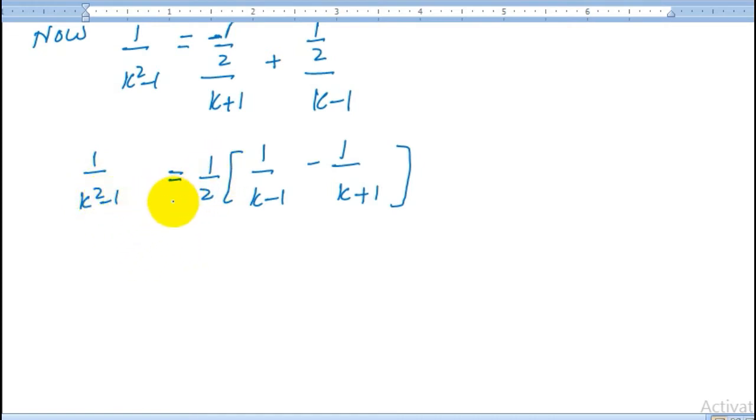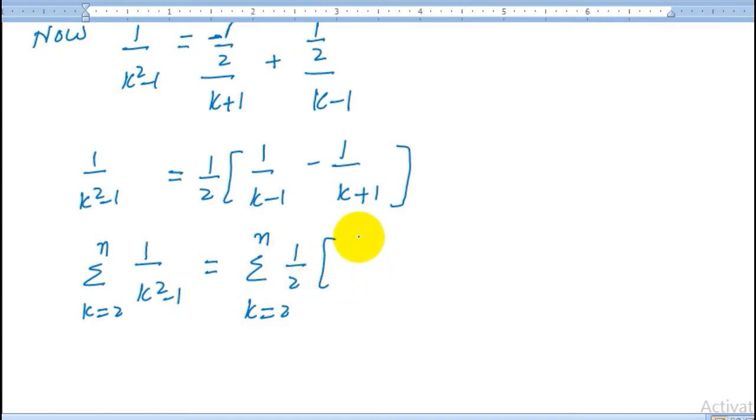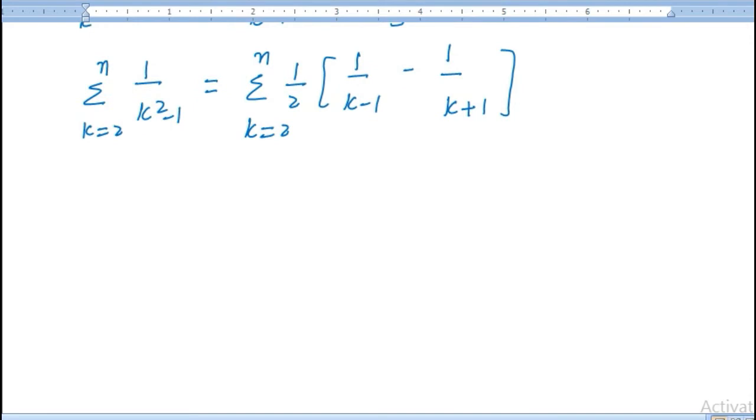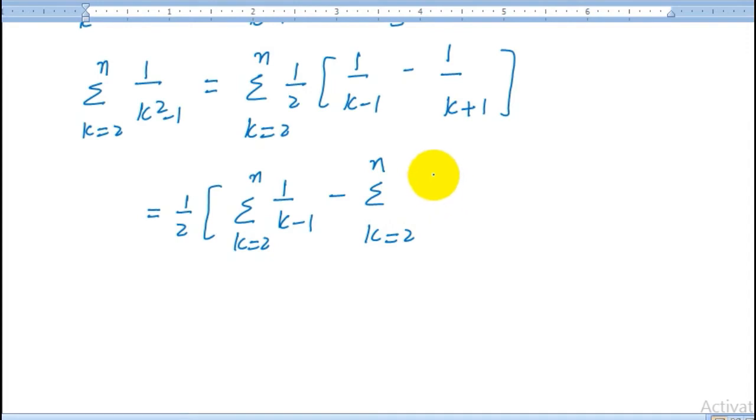Now for the nth partial sum, we take the sum of the first n terms. So taking summation k starting from 2 to n, 1 upon k square minus 1 is equal to summation k starting from 2 to n, 1 upon 2 times 1 upon k minus 1 minus 1 upon k plus 1. Now this can be written as 1 upon 2 times summation k starting from 2 to n, 1 upon k minus 1, minus summation k starting from 2 to n, 1 upon k plus 1.